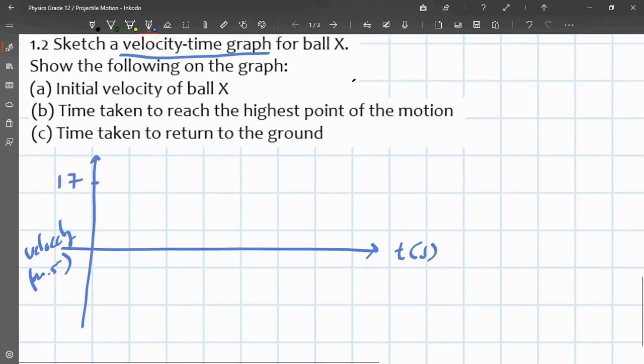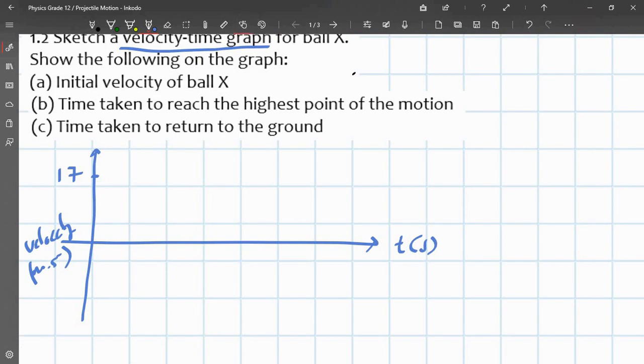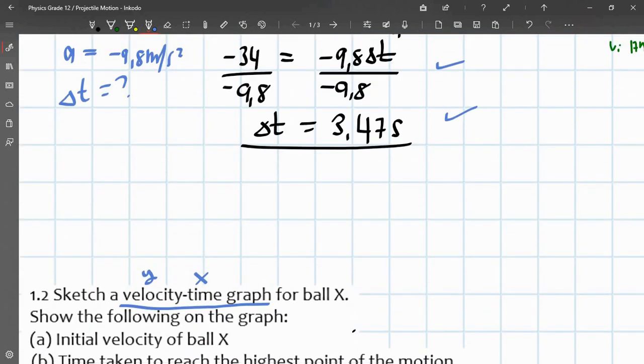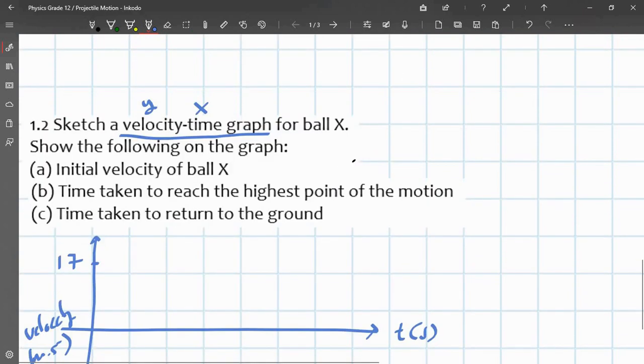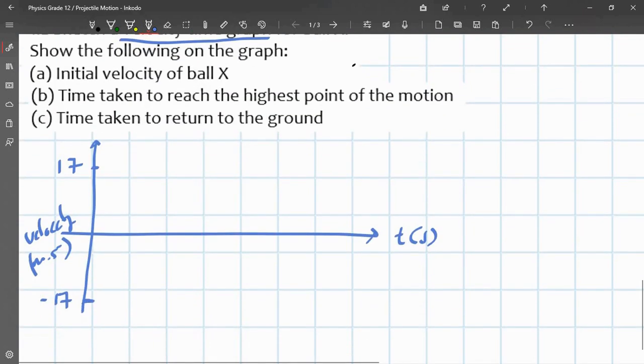The final velocity will be the same as the initial velocity, but in the opposite direction. So that's minus 17. The time taken to actually get to the final velocity was 3.47. So we can write that 3.47 here somewhere. Let's say about here. It goes about there, so we know that's 3.47 seconds.